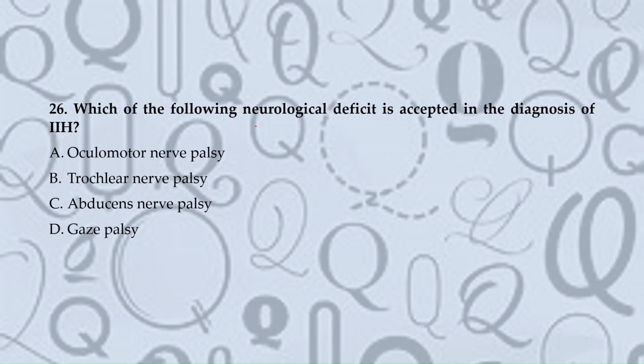Which of the following neurological deficits is accepted for the diagnosis of IIH? Again, we go back to Dandy's criteria, which says absence of neurological deficit is a criterion for IIH, excepting abducens palsy. Abducens palsy is a false localizing sign and is seen due to raised intracranial tension causing compression of the 6th cranial nerve across the petrous apex. So the right answer here is abducens palsy.